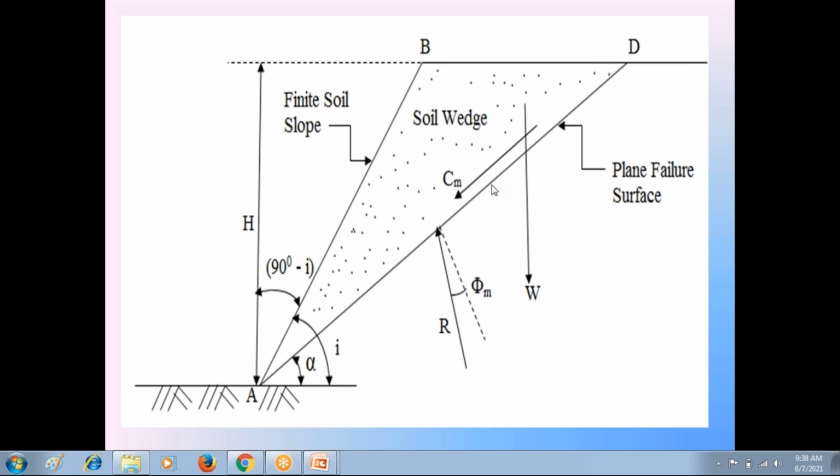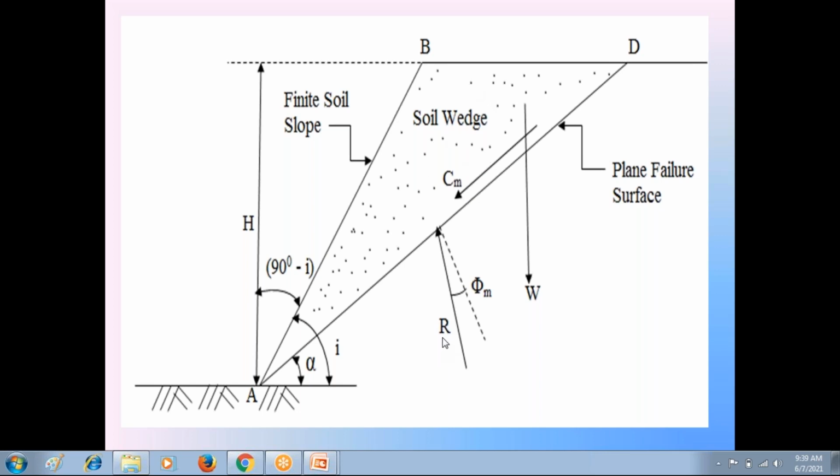From this failure surface AD, another force is acting on this soil wedge, that is called the reaction force. Since there is no movement of the soil wedge in the direction perpendicular to surface AD, there is a reaction force from this surface AD acting on the soil wedge. That reaction force is indicated as R. R is the reaction force from this failure surface AD acting on the soil wedge.